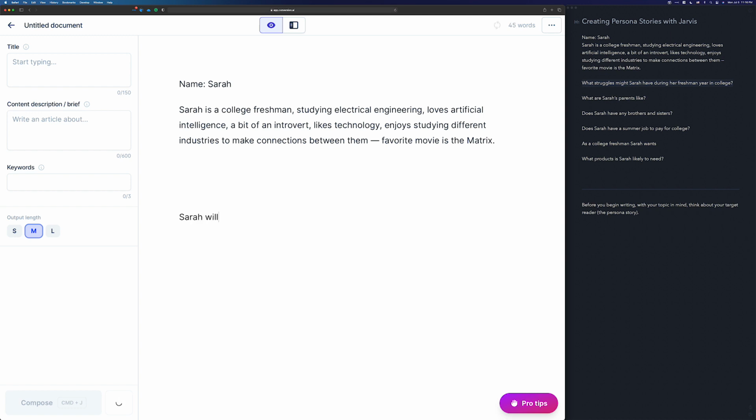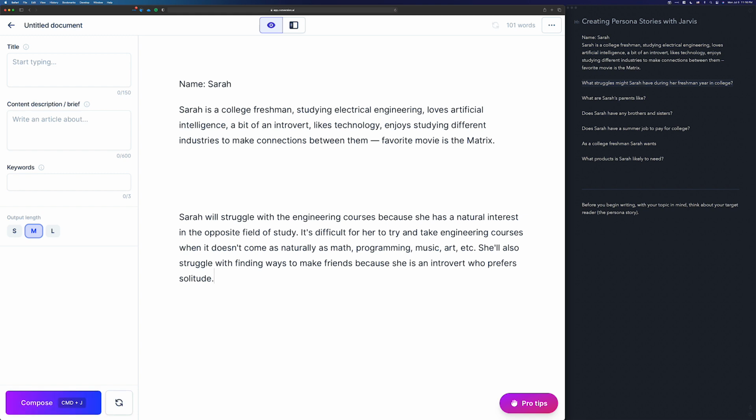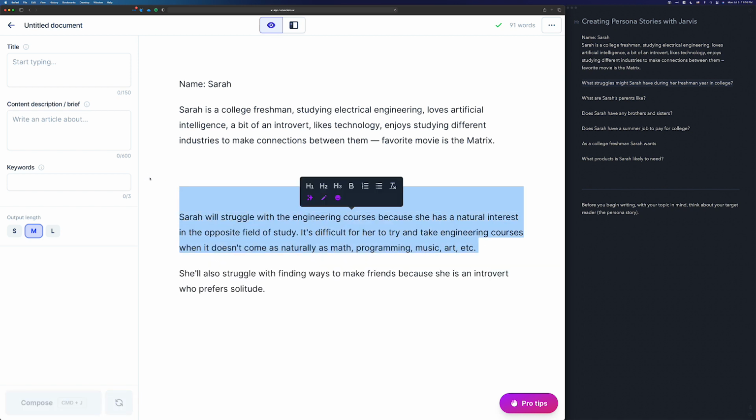This is just me running a command, with Command Enter. She will struggle with engineering courses because she has a natural interest in the opposite field of study. It's difficult for her to try and take engineering courses when it doesn't come naturally, as math does. Okay. She'll also struggle finding new friends because she's an introvert. Right? We said that. Could probably keep that. Let's do this again.